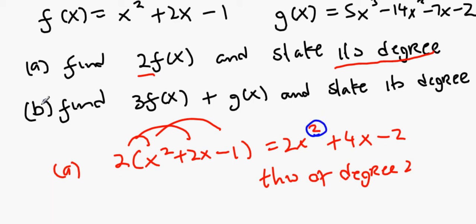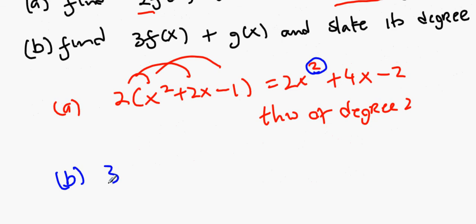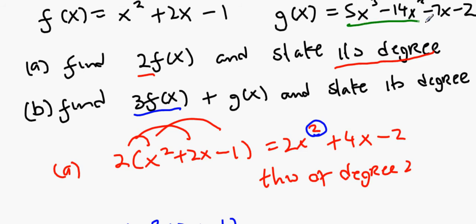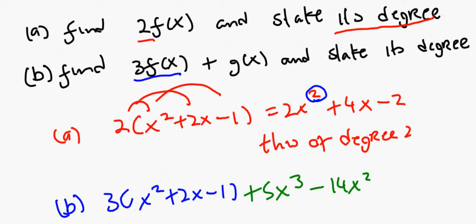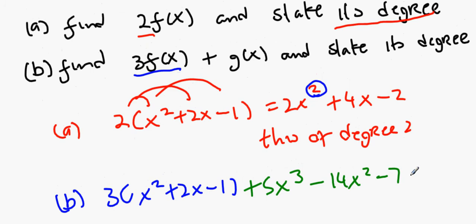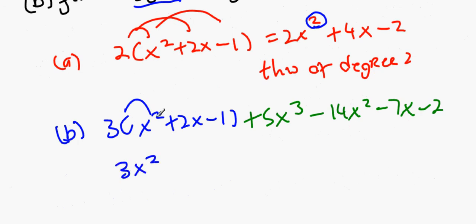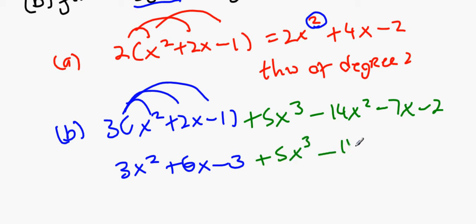Now the next one is 3f of x plus g of x. So 3f of x is 3 times f of x, which is x squared plus 2x minus 1, plus g of x, which is 5x cubed minus 14x squared minus 7x minus 2. Next we multiply this out, and we get 3x squared plus 6x minus 3, plus 5x cubed minus 14x squared minus 7x minus 2.